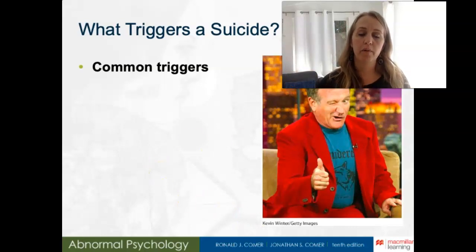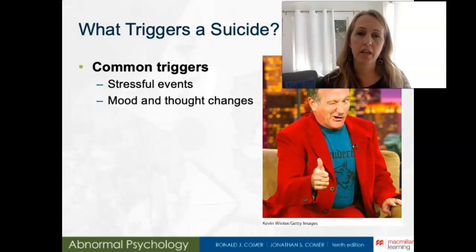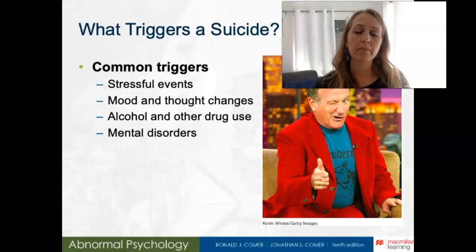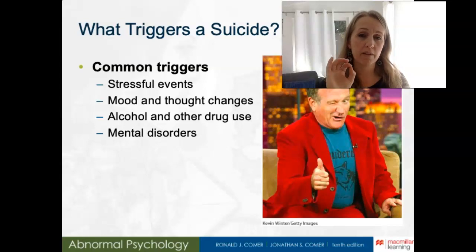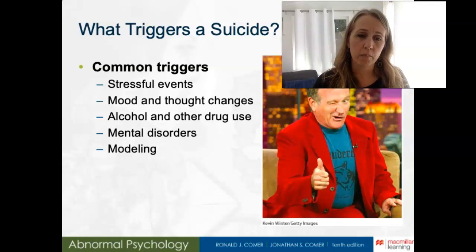So common triggers for suicidal thought or ideation and behavior are significant stressful events in their lives. You're going to see any kinds of mood or thought changes, so depression, or again bipolar disorder, or just a change in how they think about things. Alcohol and drug use contributes to suicidal thought and suicidal behaviors. Specific psychological disorders make people more likely to attempt suicide as well. And then modeling, people who see others model suicidal behavior. So let's look at each of these briefly.